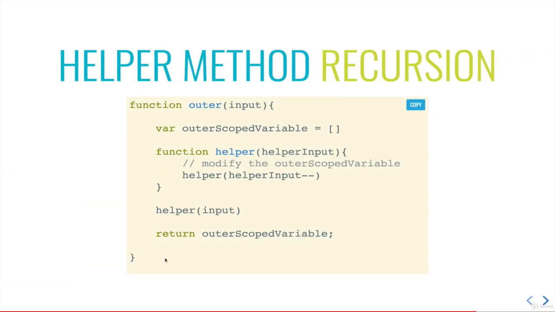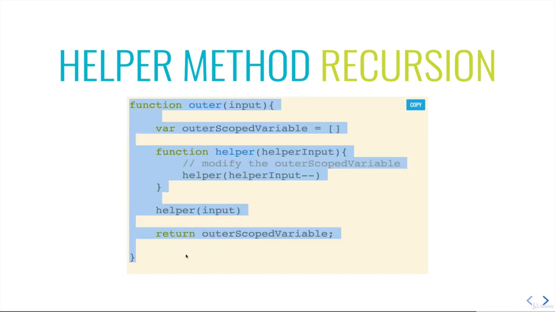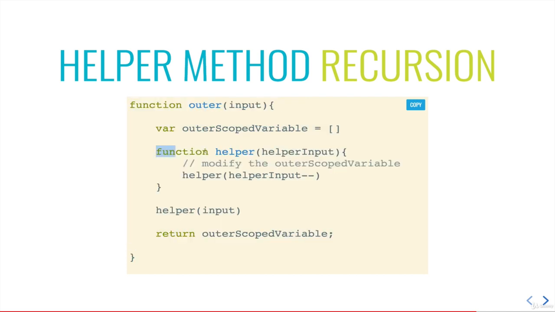So this code doesn't actually do anything. This is sort of just a pattern that I'm laying out. But with helper method recursion, we have two functions. We have the outer function here, and then inside we have our recursive function. So this recursive function calls itself, as you can see here. Again, this is just the pattern. I'm going to show you a concrete example that does something in just a moment. But that's why it's called helper function or helper method recursion.